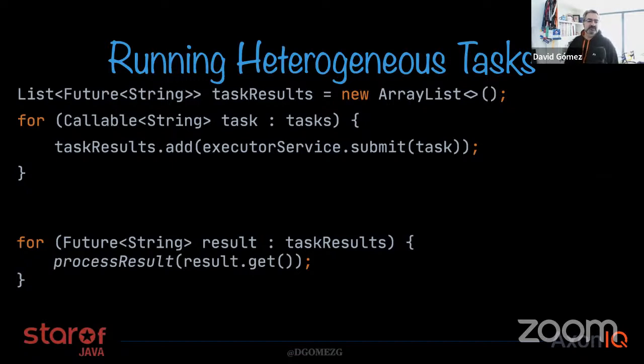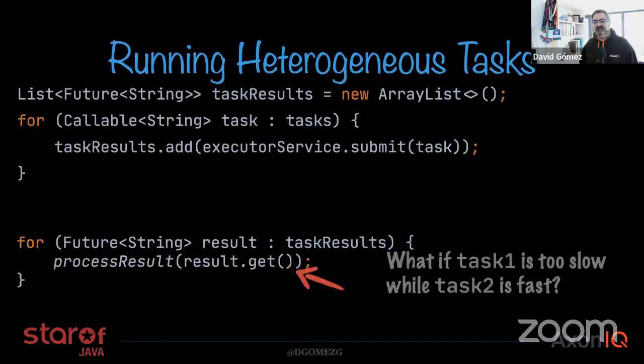So the first problem that we have here is, what if the first task that we have submitted takes a long time, say 10 seconds to finish, but the second task takes just 1 second to finish? In this case, what we will be doing is just waiting 10 seconds until the first task has been resolved, but we haven't realized that the second task is already done, and we could already be processing the results of task 2 while we wait until task 1 is resolved.